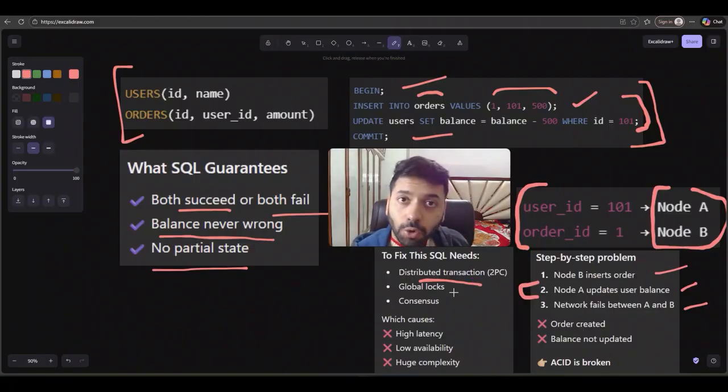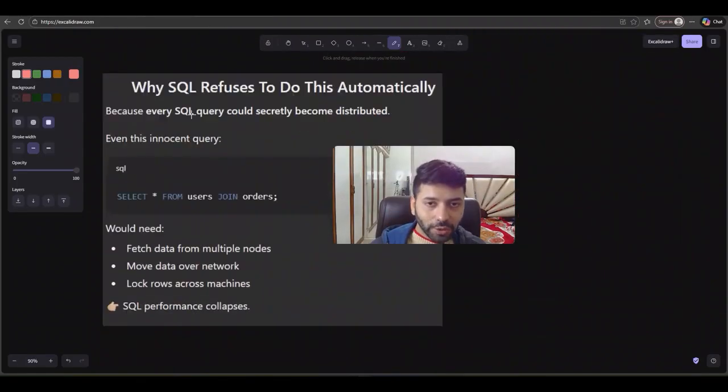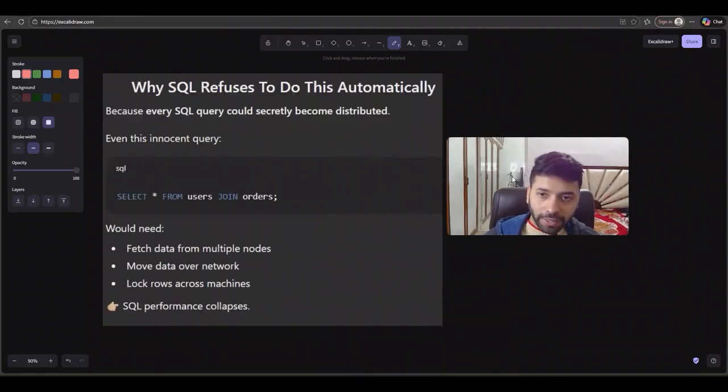So you would require the distributed transaction, you would require global locks because we have different nodes here, and this will cause high latency, low availability and huge complexity. Now why did SQL refuse to do this automatically? Because now we are talking about distributed nodes, like node A and node B, some data can be present on this one, some data can be present on this one. Just imagine if this is happening automatically, a very simple query like select star from users join orders, we are applying the join here.